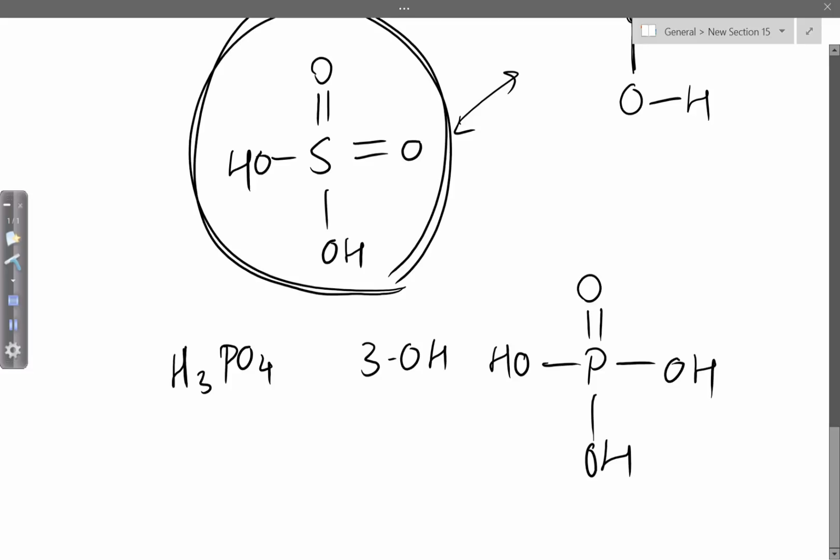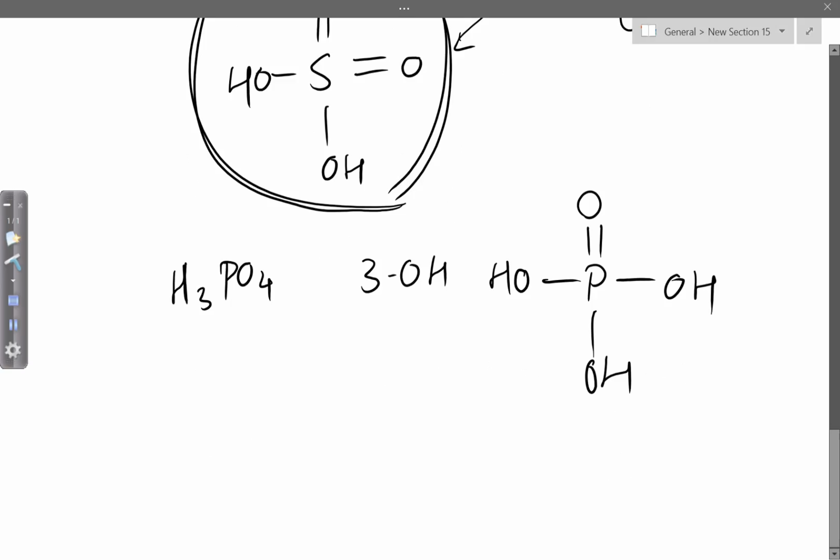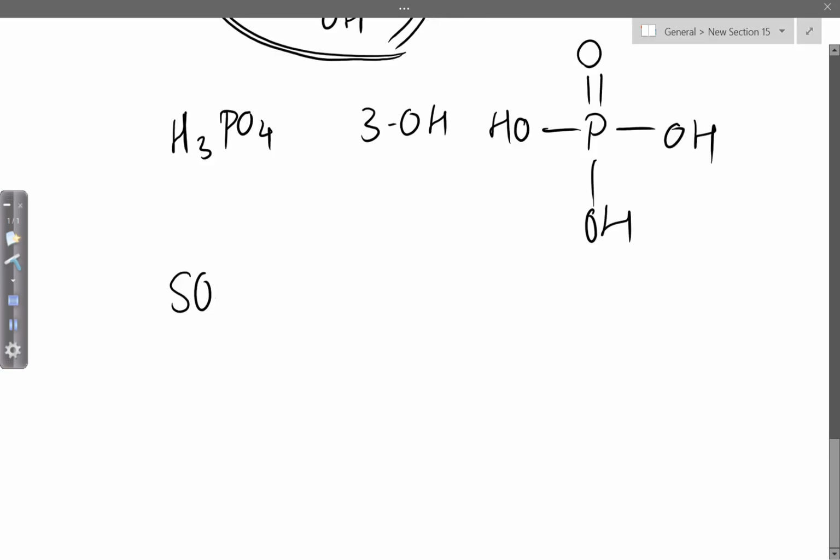No matter if it's H3PO4 or H something, in other words H, X, Y, O, Z, the pattern is always like that. So just take note. Next, what if it's just SO4 2 minus? Then it's the same thing, correct?